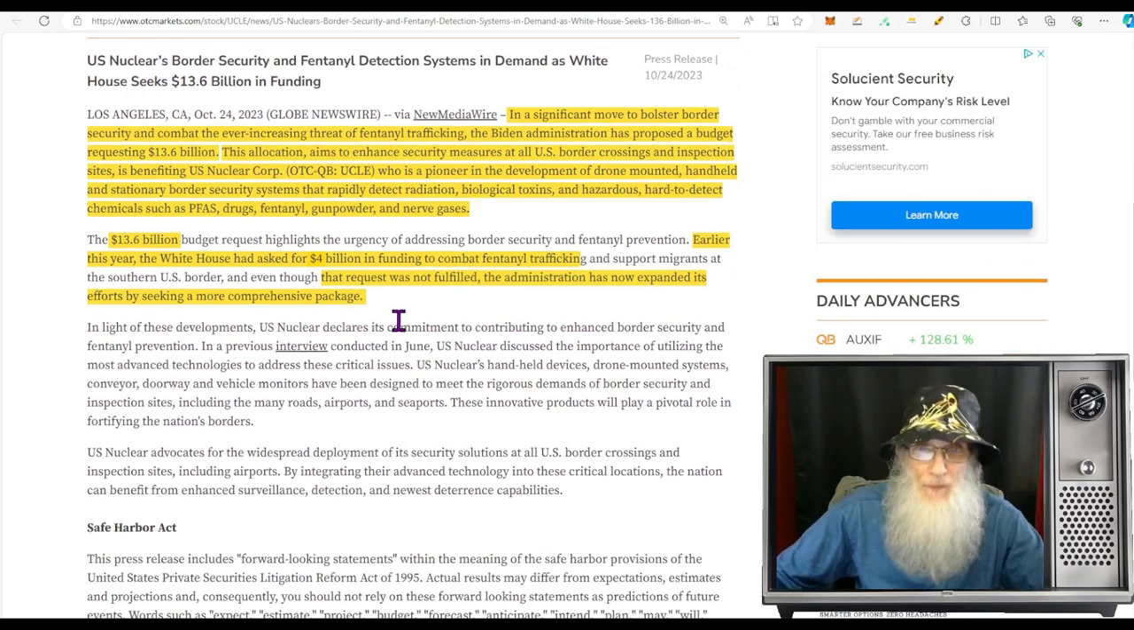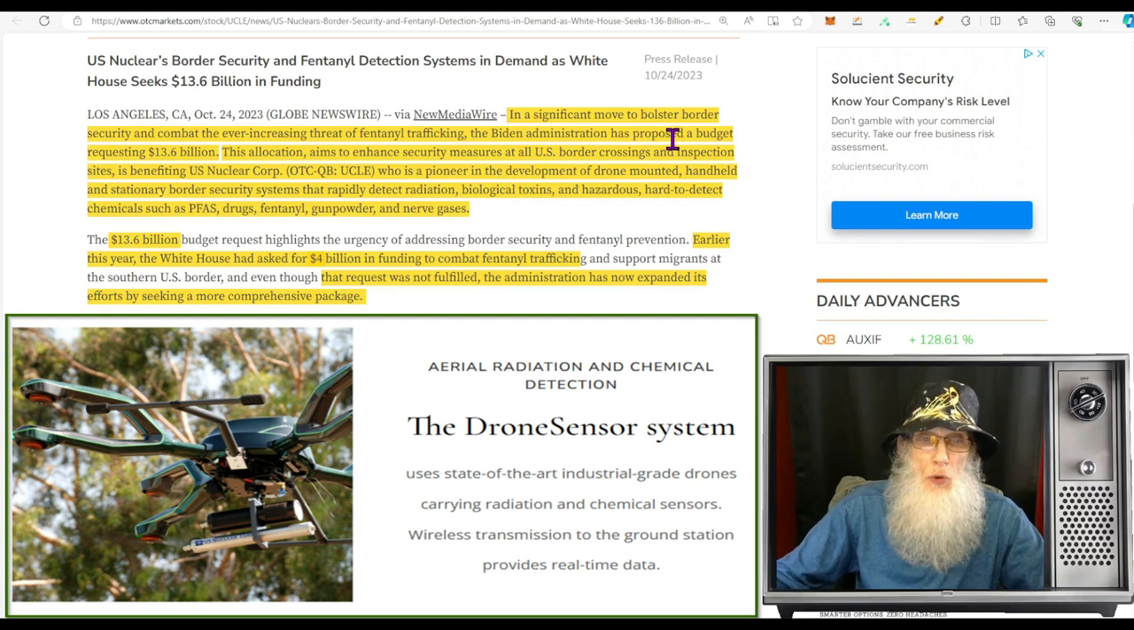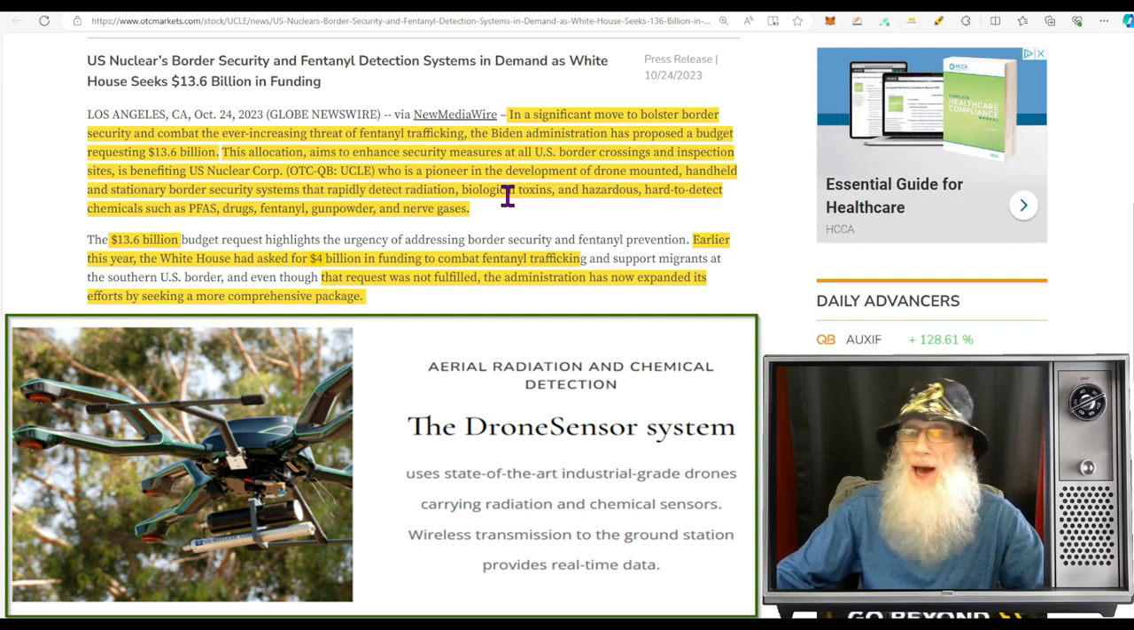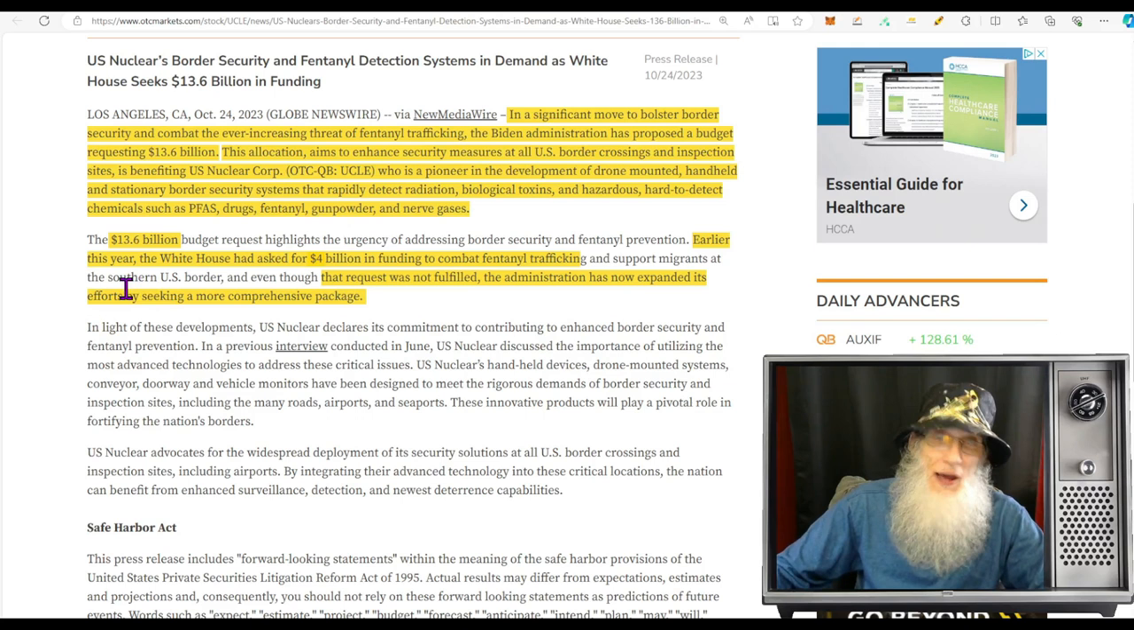Talking about big money. They say here, in a significant move to bolster border security and combat the ever-increasing threat of fentanyl trafficking, the Biden administration has proposed a budget requesting $13.6 billion. This allocation aims to enhance security measures at all U.S. border crossings and inspection sites. This is benefiting U.S. Nuclear Corp., who is pioneering the development of drone-mounted, handheld, and stationary border security systems that rapidly detect radiation, biological toxins, and hazardous, hard-to-detect chemicals such as PFAS, drugs, fentanyl, gunpowder, and nerve gases in drones. You don't even need people. Now, this is what's interesting.